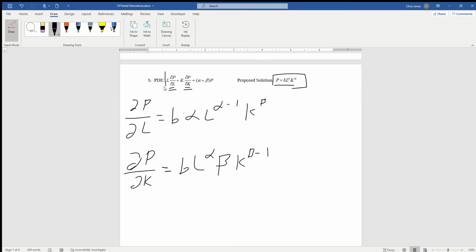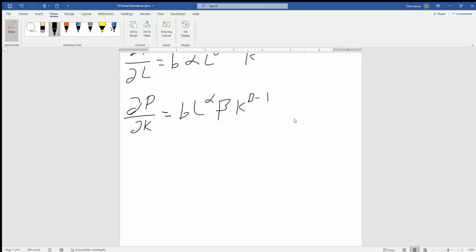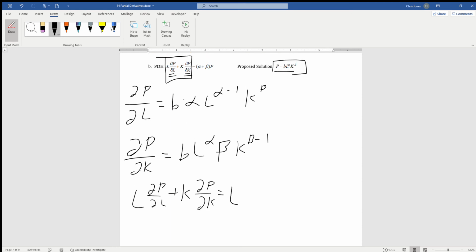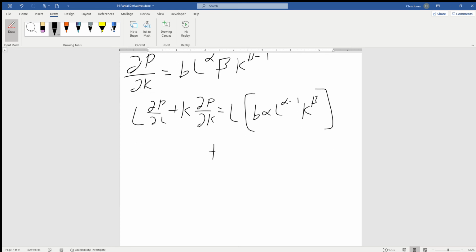And now we're just going to throw it back into this partial differential. So L partial p partial L plus, I'm sorry, k partial p partial k is going to be equal to, now we're going to substitute, L times this b alpha L to the alpha minus 1 k to the beta, plus k times the answer that we just got for the partial of p with respect to k. So that's going to be b L to the alpha times beta k to the beta minus 1.